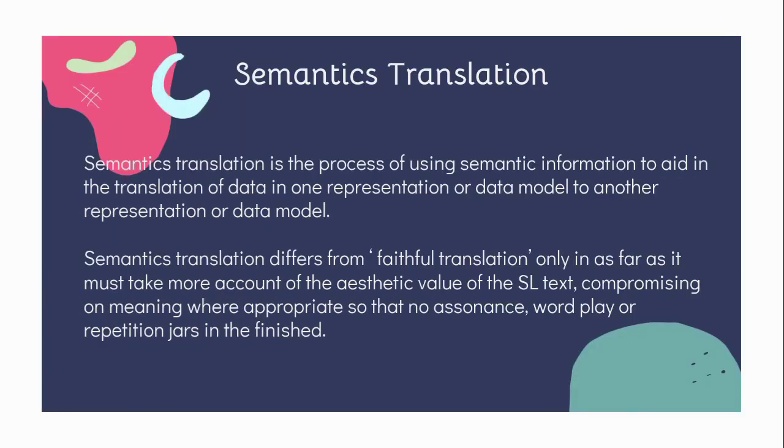Okay, let's move. Semantic translation. Semantic translation is the process of using semantic information to aid in the translation of data in one representation or data model to another representation or data model. Semantic translation differs from faithful translation only in as far as it must take more account of the aesthetic value of the SL text, compromising on meaning where appropriate so that no assonance, wordplay, or repetition jars in the finish.